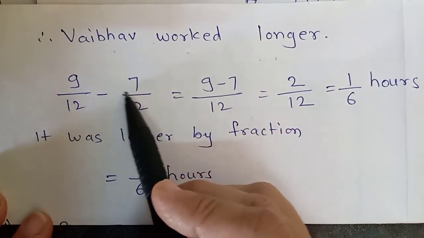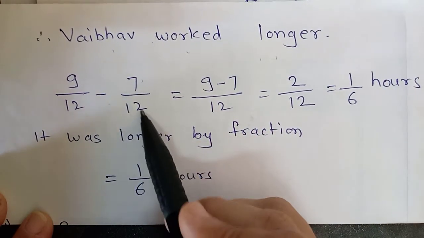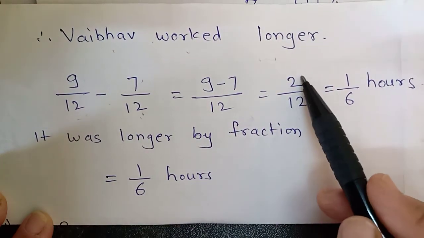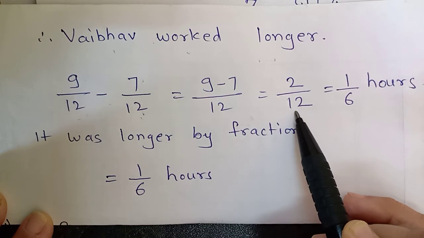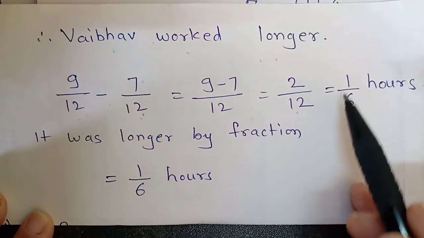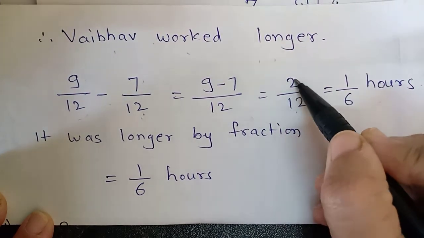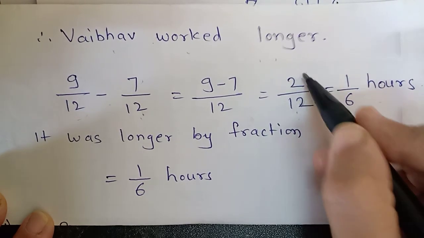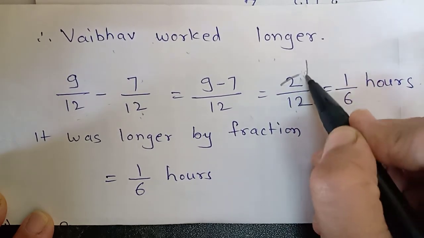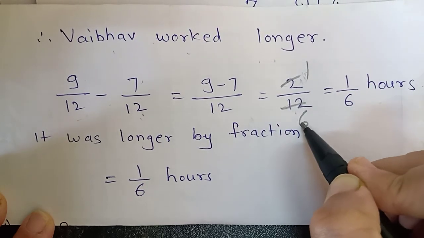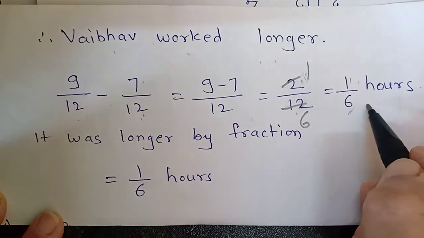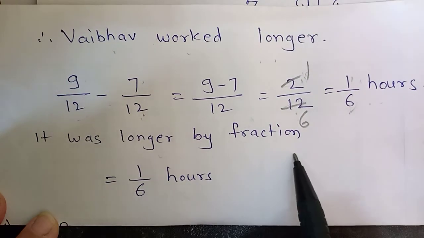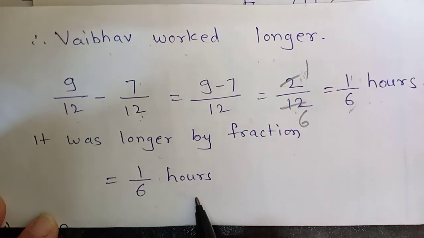Now, by how much? Let's see, 9/12 minus 7/12. Now, the denominator is the same, so I got the answer 2/12. Let's reduce it further, so it becomes 1/6 hours. How? These two numbers can be easily divided by 2. So, 2 1s are 2, 2 6s are 12. So, finally, I got the answer 1/6 hours. So, therefore, it was longer by a fraction of 1/6 hours.